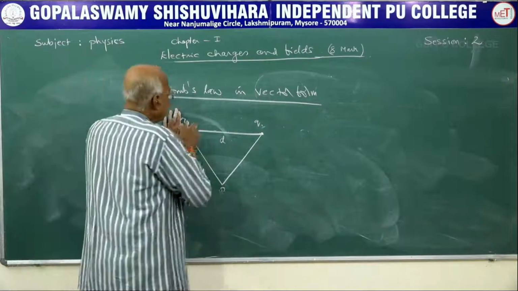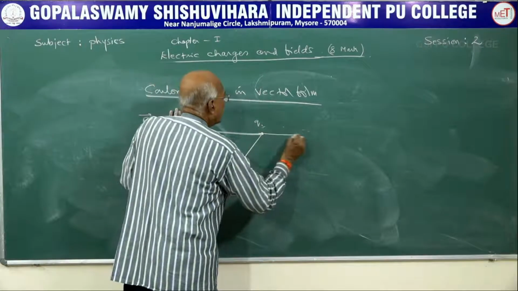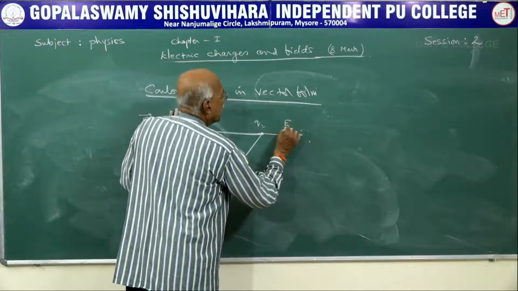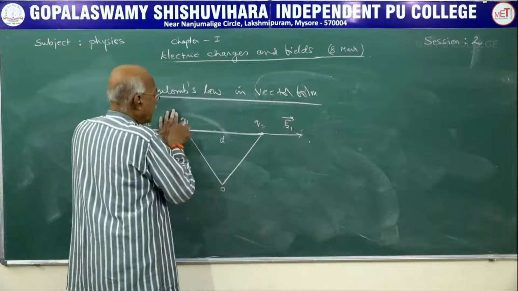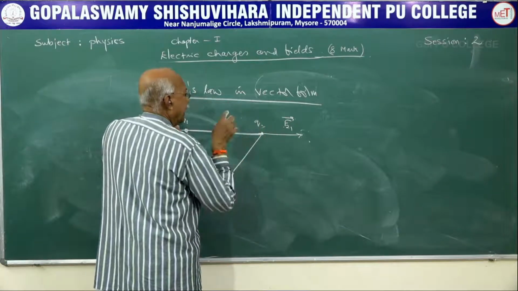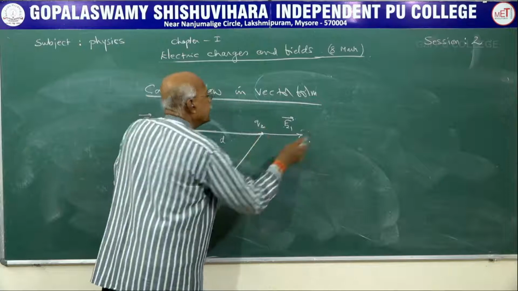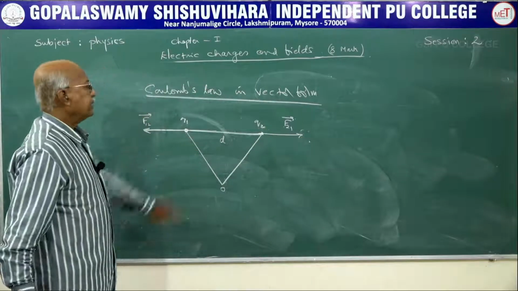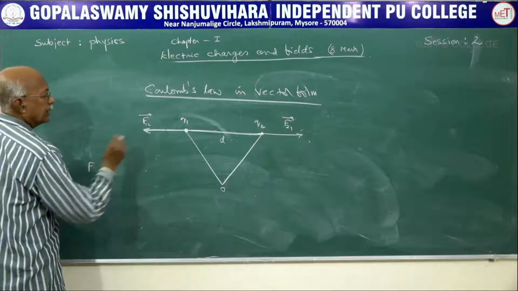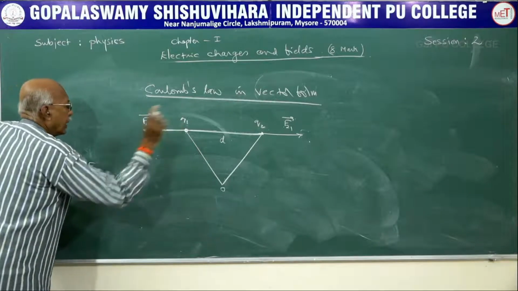On the other hand, if you consider that Q1 is acting on Q2, then you will write this to be equal to F21. The charge Q1 is exerting a force on Q2 and the charge is moving along this direction. Now vectorially, if you write that, so therefore F12 or F21.